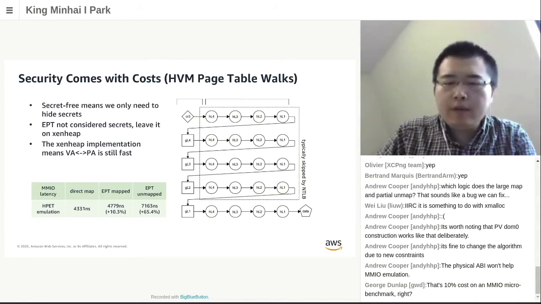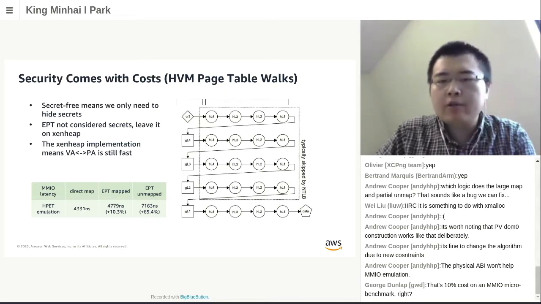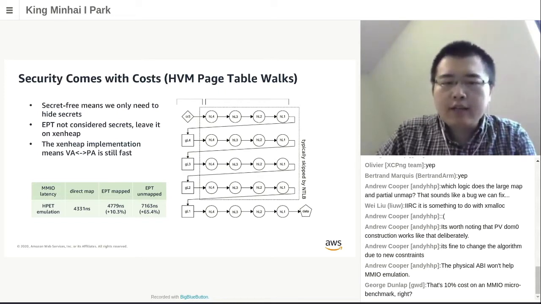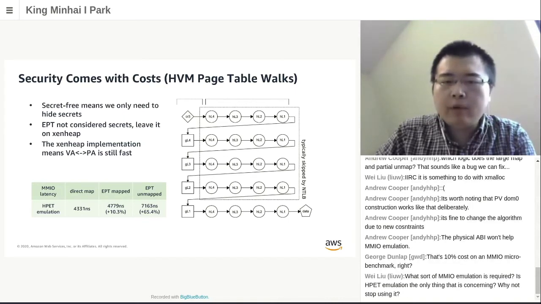And if we leave everything unmapped, which means we have to map and unmap the guest page table and also EPT, that has a huge increase in MMIO latency, more than 60%, which will propagate to real-world workloads. If we do it this way, we only have a 10% increase. Of course, it's still not ideal, but we at least avoid a huge performance drop if we leave everything unmapped.